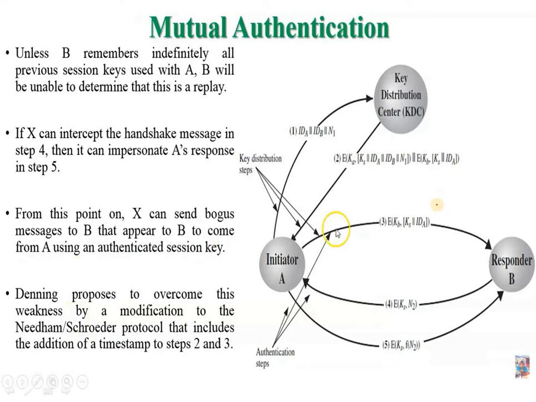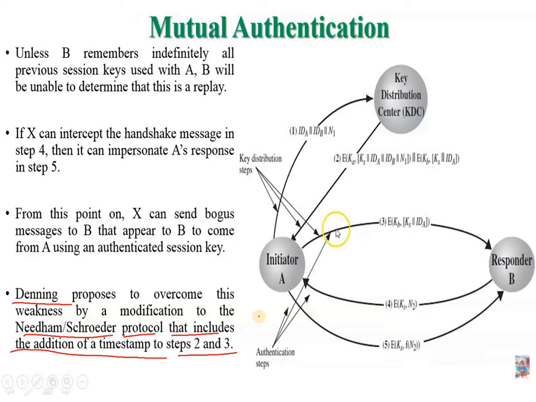Now to overcome this kind of problem, there is another researcher called Denning. He proposes a method to overcome this weakness by a modification to the Needham-Schroeder Protocol that includes the addition of a timestamp in step 2 and step 3. Okay, so to avoid this kind of replay attack, Denning went for some modifications in the Needham-Schroeder Protocol.